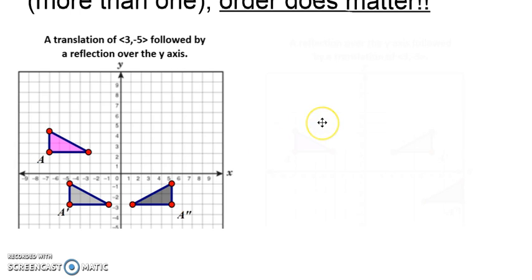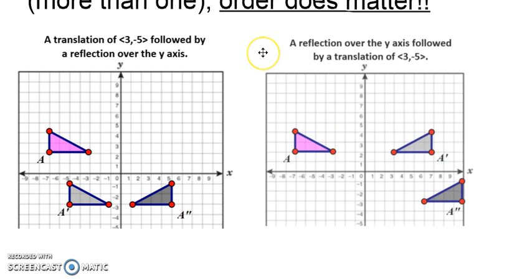So let's look at those same two transformations, but in a different order. So if we look at first reflecting over the y-axis, our A ends up at A prime over here. And then if we translate with the vector 3, -5, which would be 3 to the right and 5 down, we end up here. Now, those are not the same location, so it's very important that you realize that order does matter.